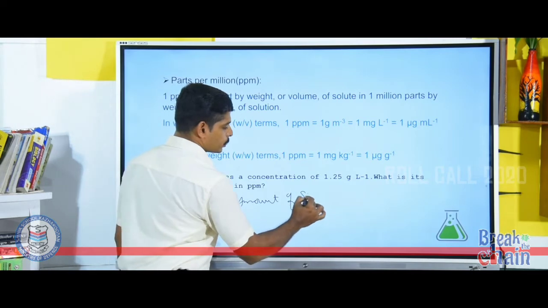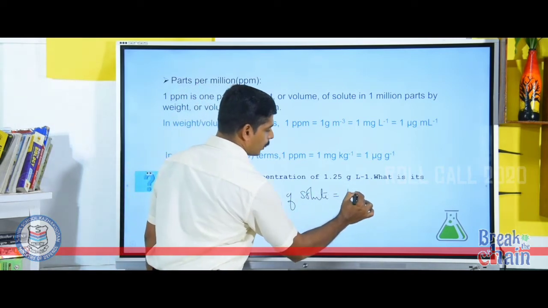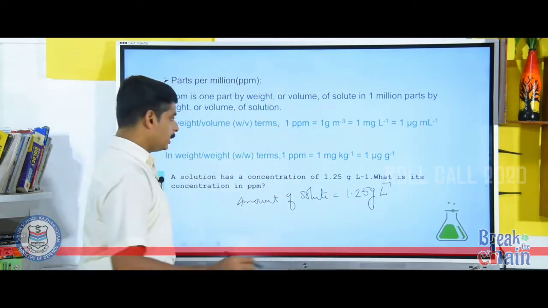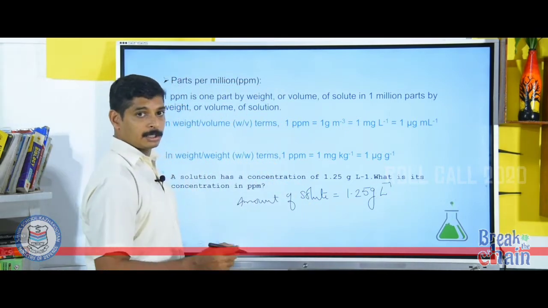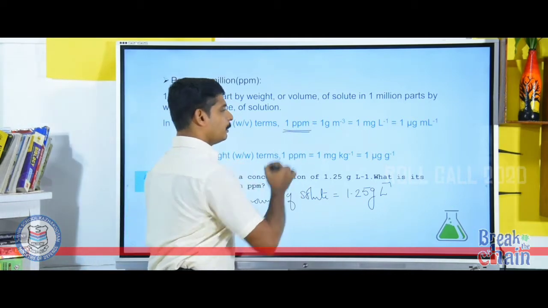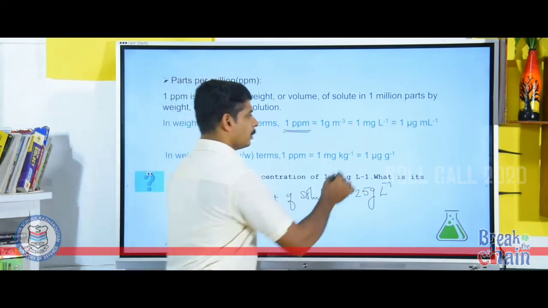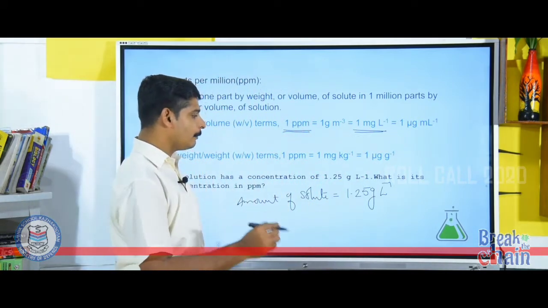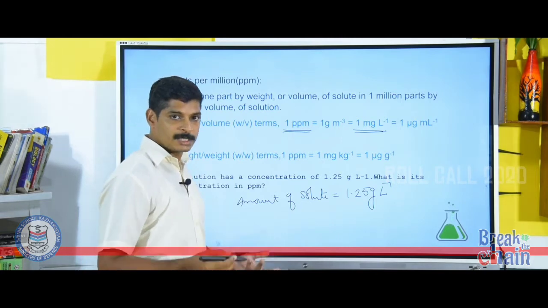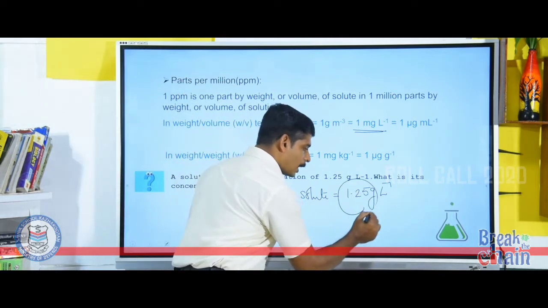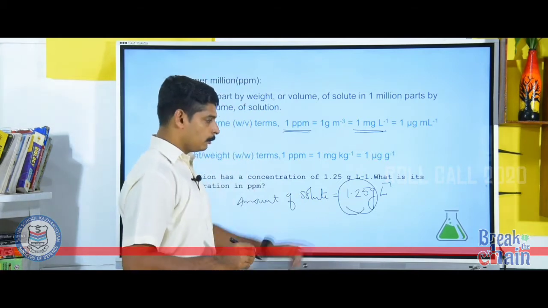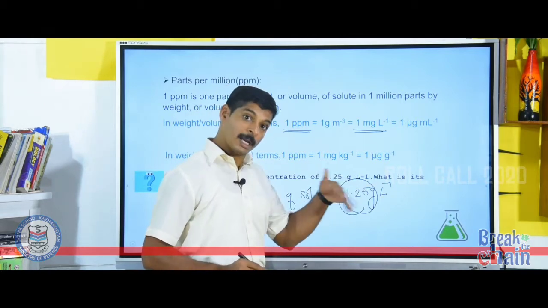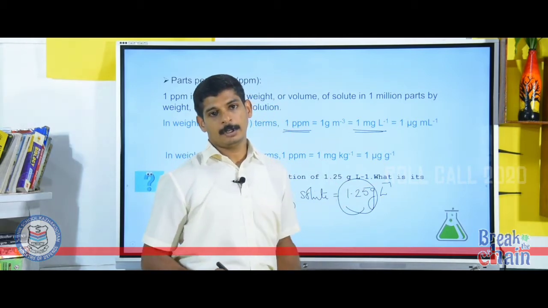Amount of solute is equal to 1.25 gram per liter, right? But you can make it in terms of parts per million. You see, 1 ppm is equal to how much? 1 milligram per liter, right? So, what we have to do is simply convert this 1.25 gram, which is already given per liter, into milligram.